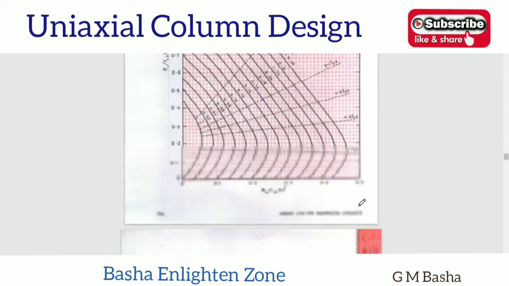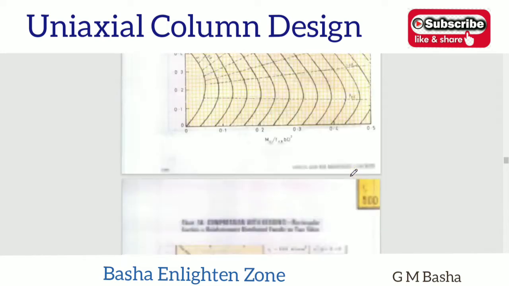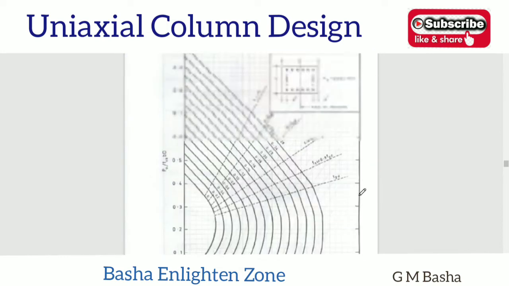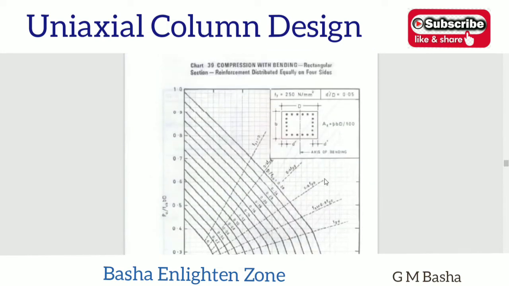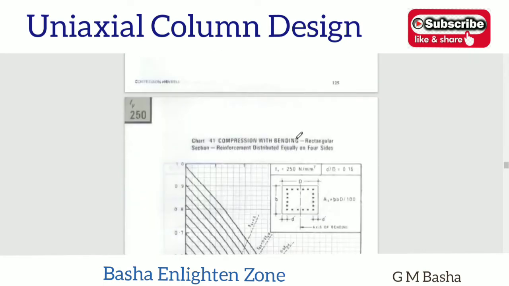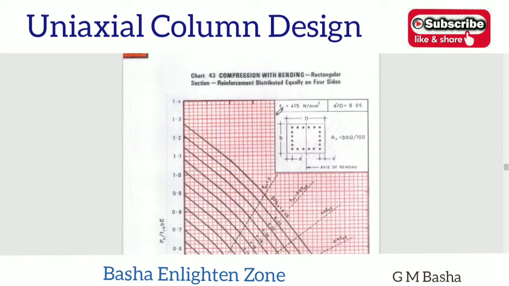Based on that, you have to select the chart, whether you provide the reinforcement equally on all faces or only opposite faces. See here, if you observe, this chart is related to Fe 250, and in our question it is mentioned Fe 415, therefore I am searching for the 415. See here, this is the chart related to 415, which is chart number 43. Then here the reinforcement is provided equally on all sides.